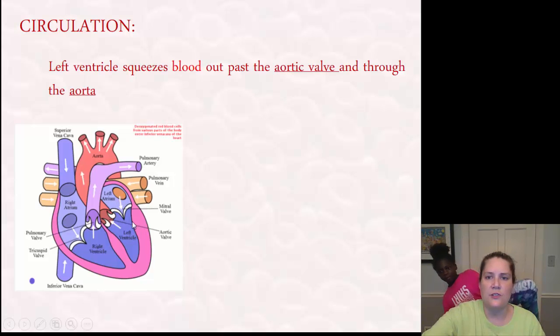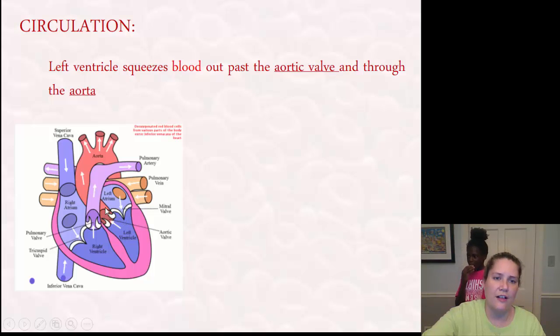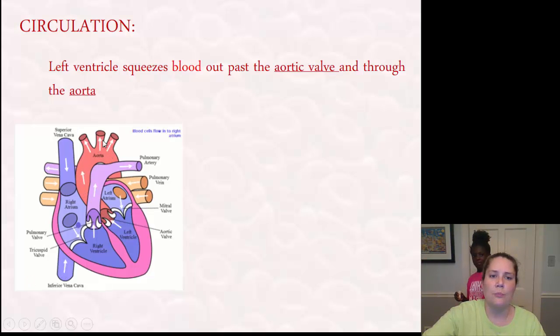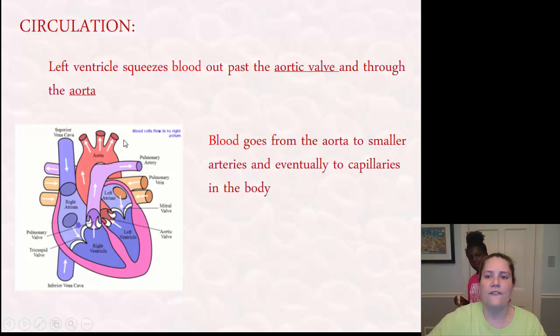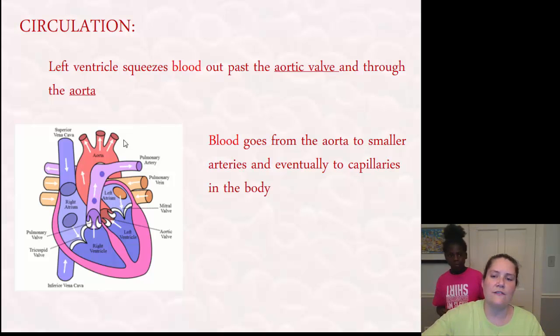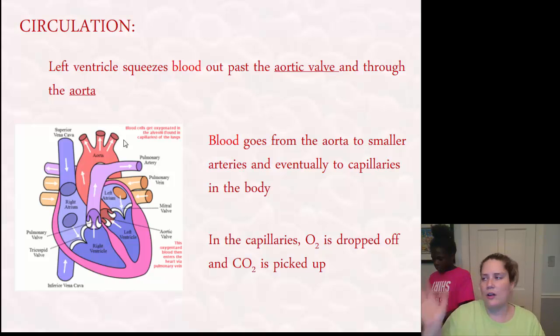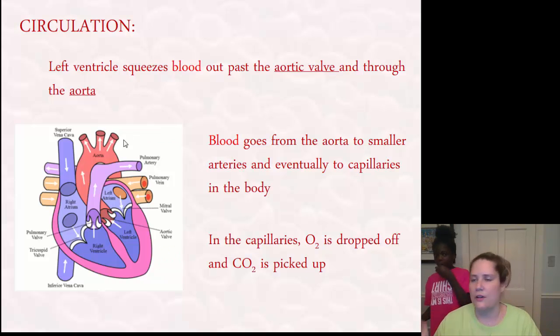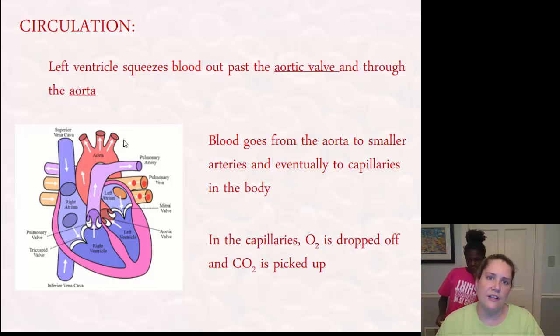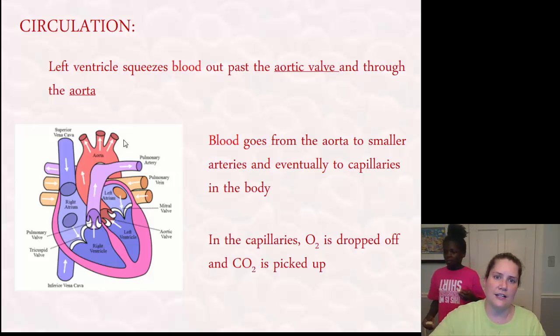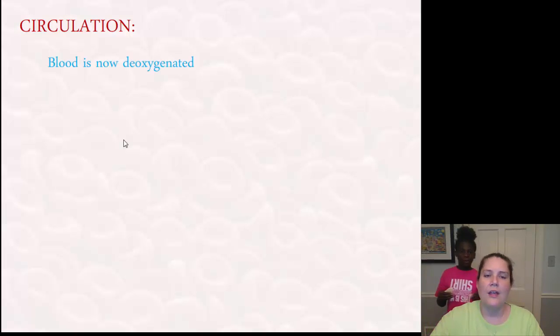So the left ventricle is going to squeeze the blood out past the aortic valve, through the aorta, so it's going to go up past underneath the pulmonary arch, through the aorta, out to a bunch of different locations where finally, the blood is going to go from the aorta to smaller arteries and eventually to capillaries in the body. So now our body cells, all the rest of our body cells and our fingers and toes and all the rest of our parts, oxygen is going to get dropped off to those cells and carbon dioxide is going to get picked up. Now we have deoxygenated blood again.